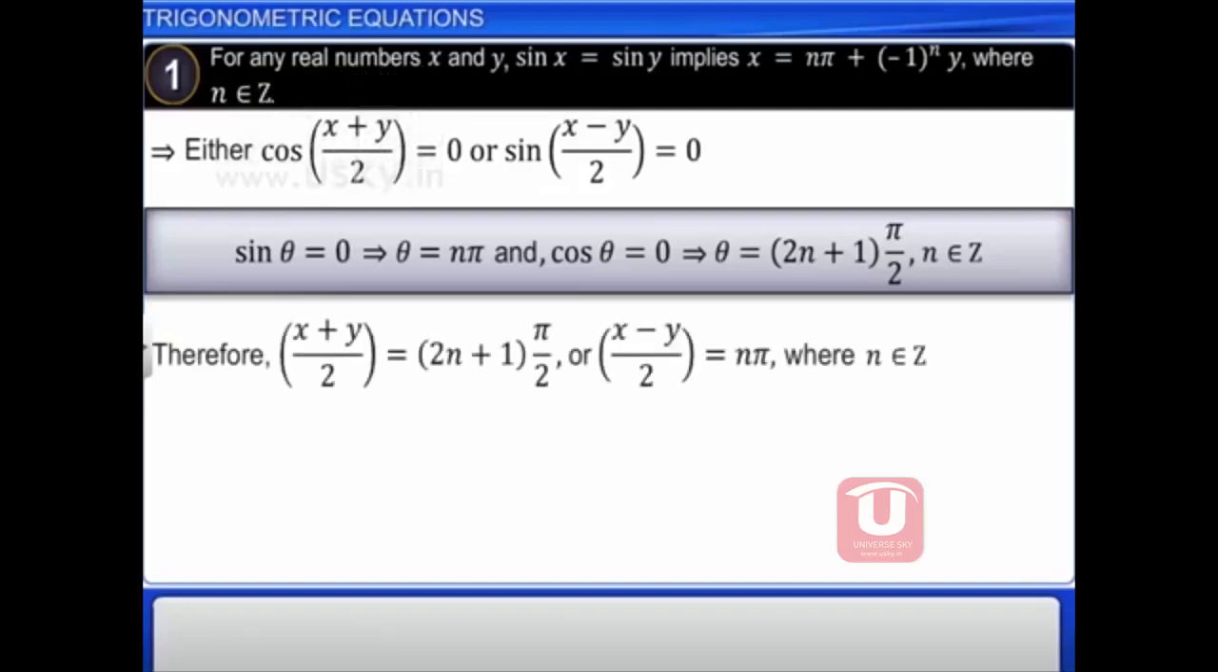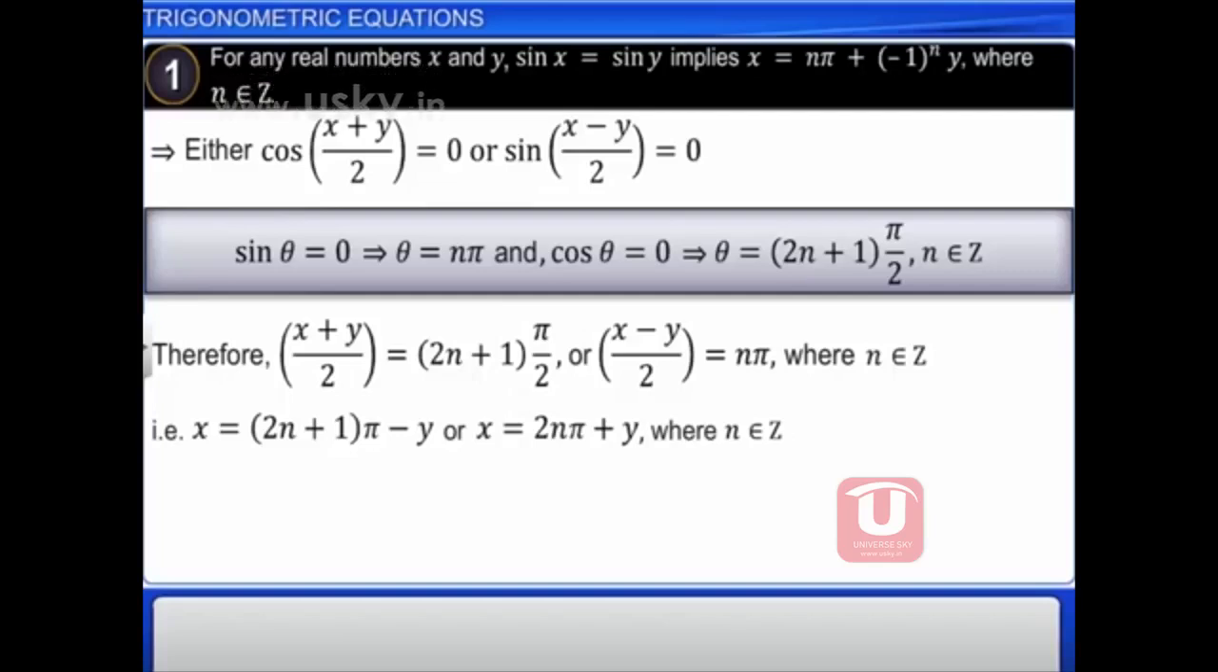Therefore, (x + y)/2 is equal to (2n + 1)π/2, or (x − y)/2 is equal to nπ, where n is any integer. Or x is equal to (2n + 1)π − y, or x is equal to 2nπ + y, where n is any integer.